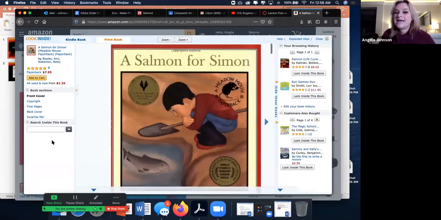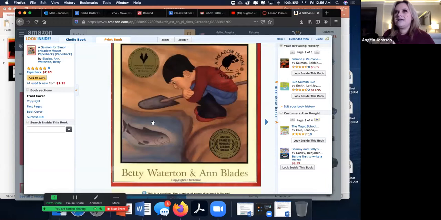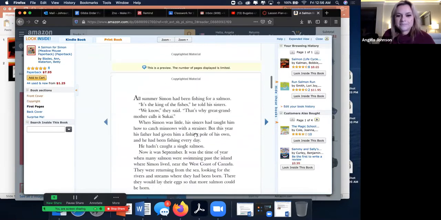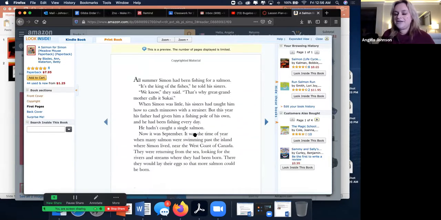This one, for example, A Salmon for Simon. This one, I can tell it's not a nonfiction book. This is a fiction book, and it's a book about, let's see. All summer, Simon had been fishing for a salmon. It's the king of the fishes, he told his sisters. We know, they said. That's why great grandmother calls it Sukai. So it's probably connecting some sort of Native American story, which is awesome.